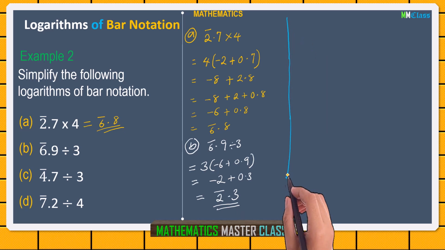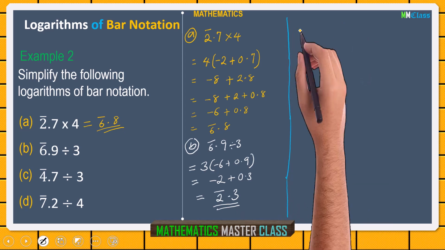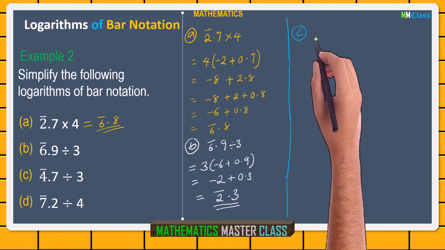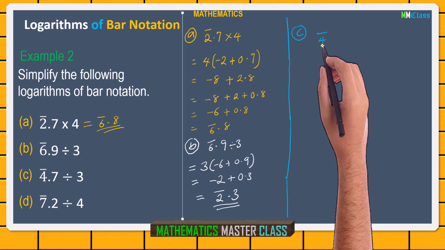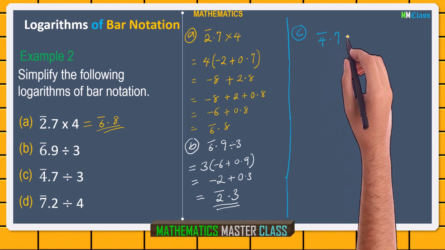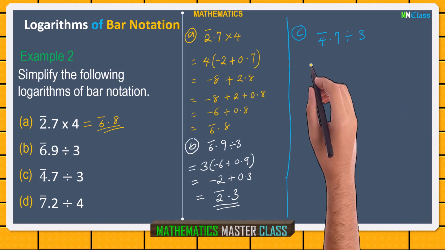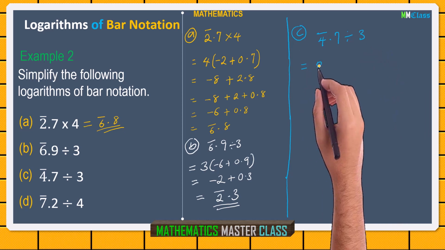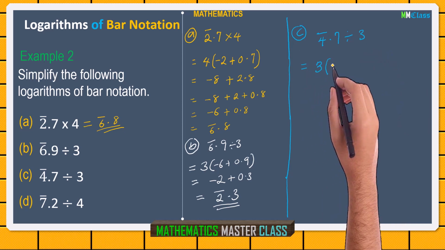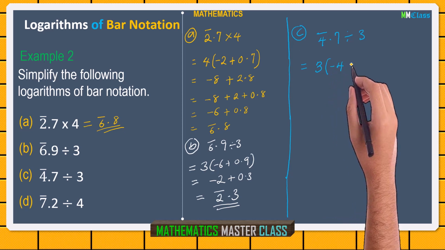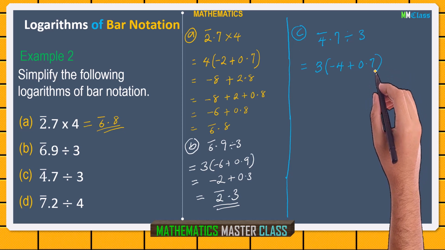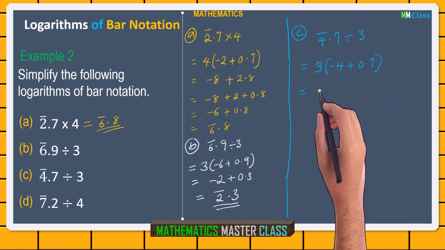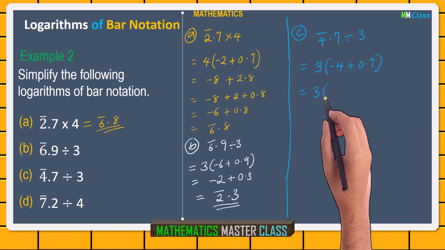Let's look at the C part of the question, which is bar 4.7. Bar 4.7 to be divided by 3. So this will be equal to 3 open bracket minus 4 plus 0.7 close bracket. So this will be equal to 3 open bracket.